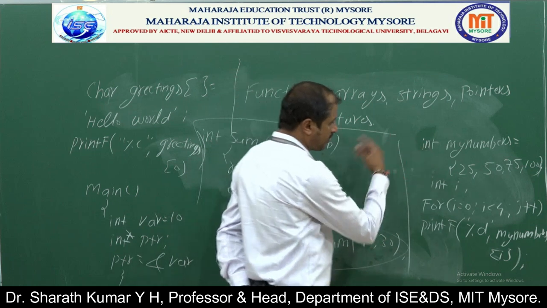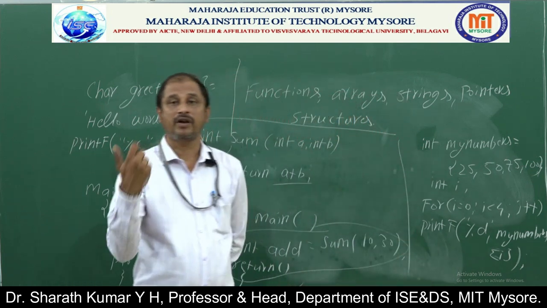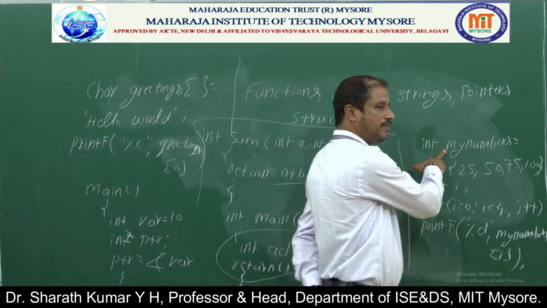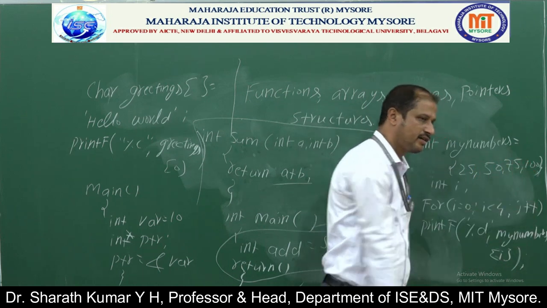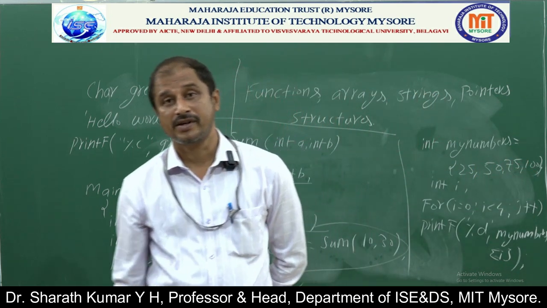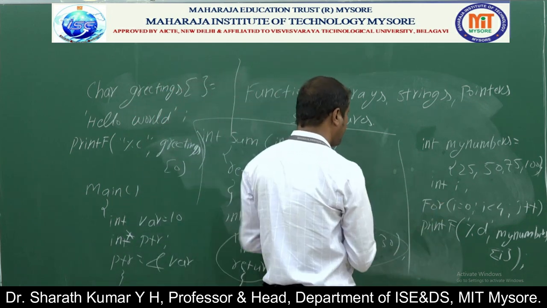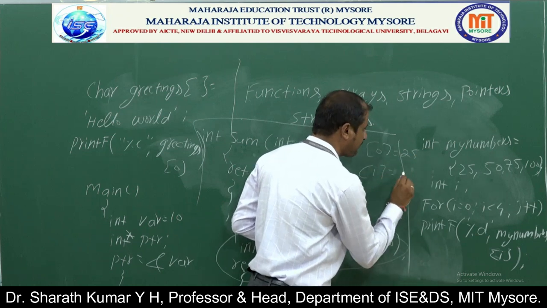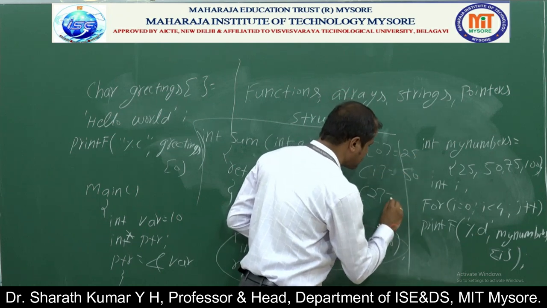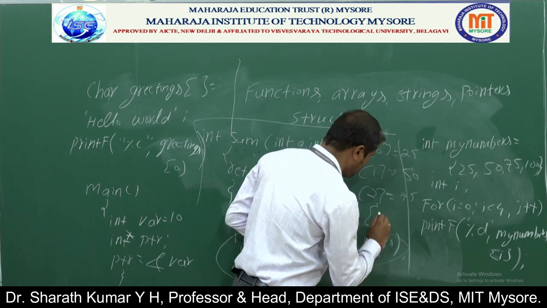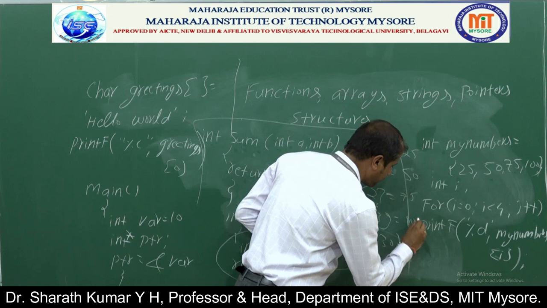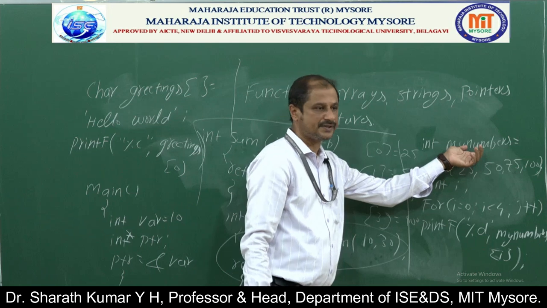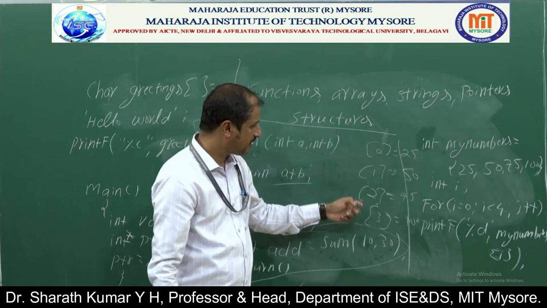Then we have arrays. As I told you, multiple values can be defined under a single variable, that is my numbers. My numbers contain 25, 50, 75, 100. The four values are stored in my numbers. Index 0 contains 25, 1 contains 50, 2 contains 75, 3 contains 100. All four values can be stored in one variable, my numbers.